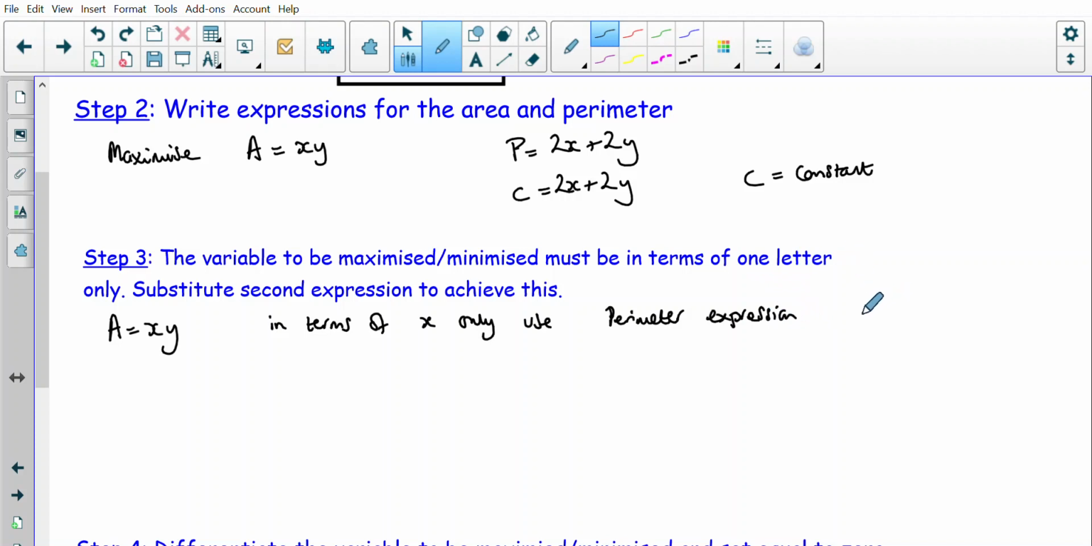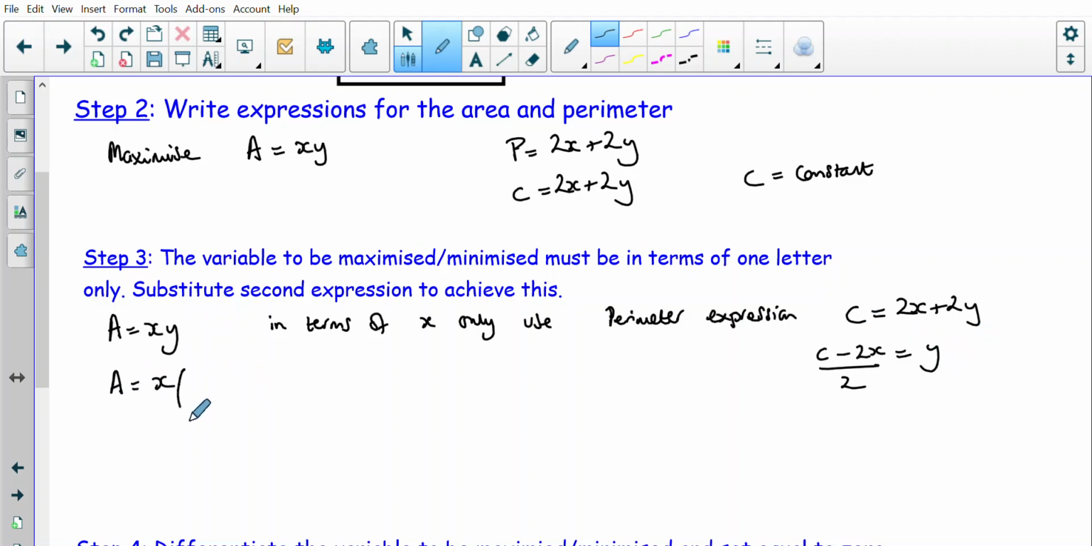So my perimeter expression was some constant c is equal to 2x plus 2y. If we rearrange this to make y the subject, we take 2x to the other side and divide by 2, and we get y equals (c minus 2x) over 2. So what we can do now is substitute this value for y into my expression for the area to eliminate y from my expression for the area.